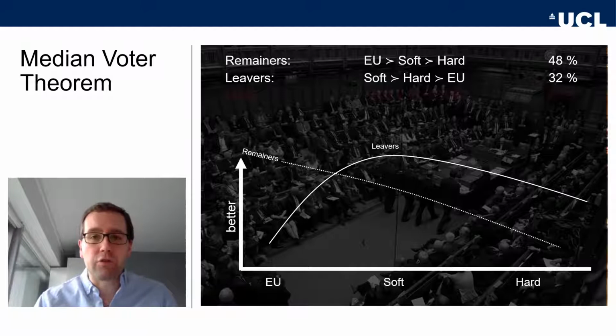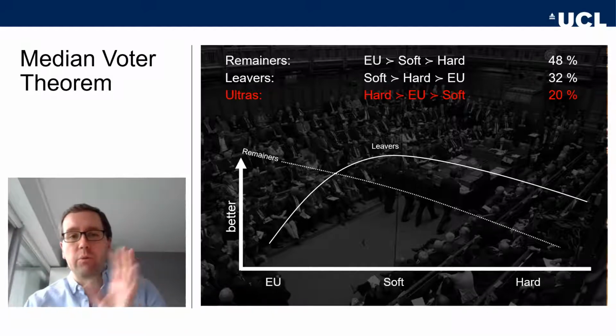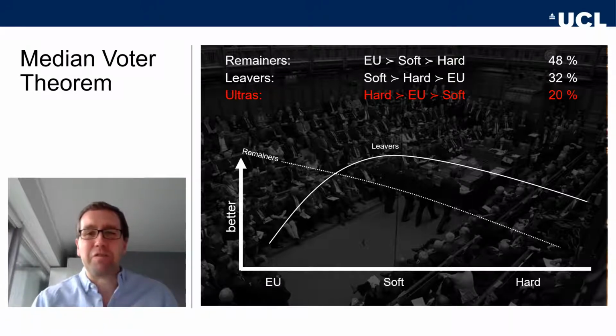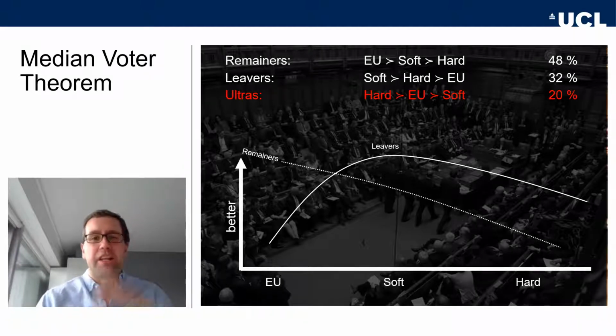But what about the Ultras, the last group? Well, the Ultras, remember, preferred hard over Remain over soft. And maybe some of you already thought that is a bit of a weird assumption, isn't it? And basically what is special about this, and I told some story for how this is a strategic choice.